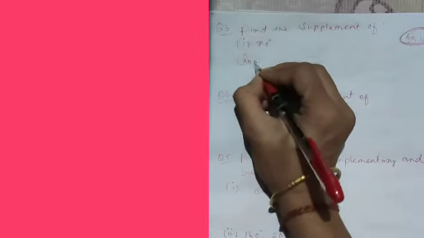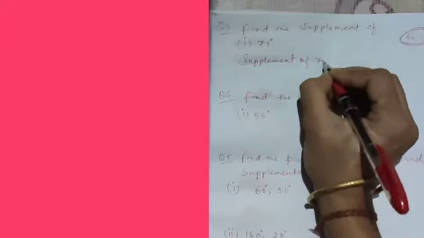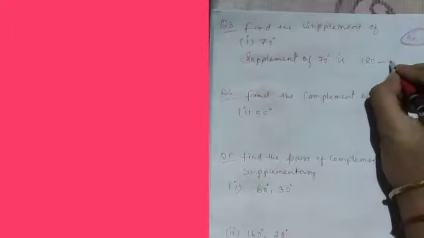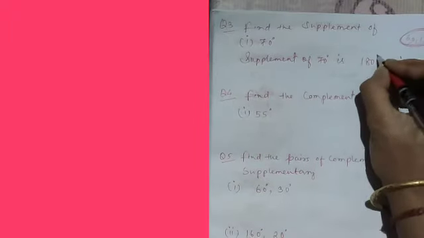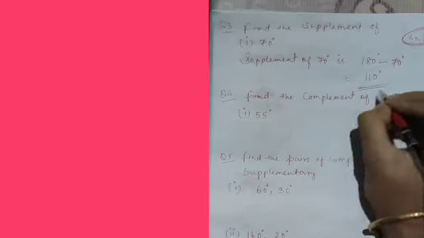So the supplement of 70 degrees is, from 180 you subtract the given angle, that is 70. So 180 minus 70 is 110 degrees. Done.